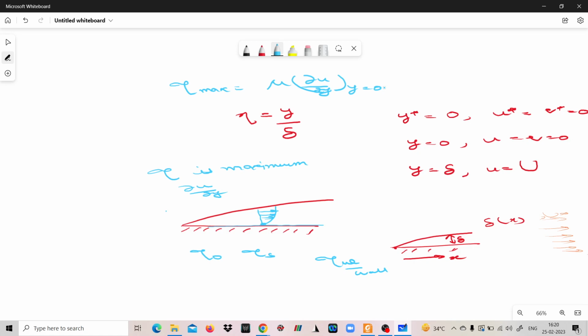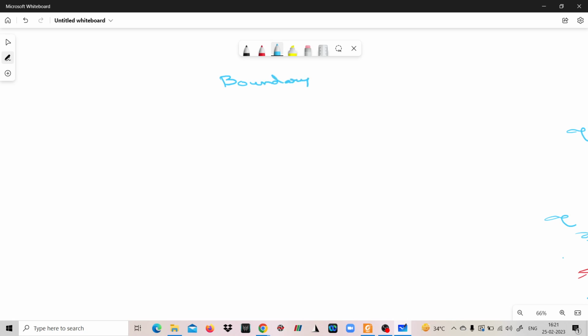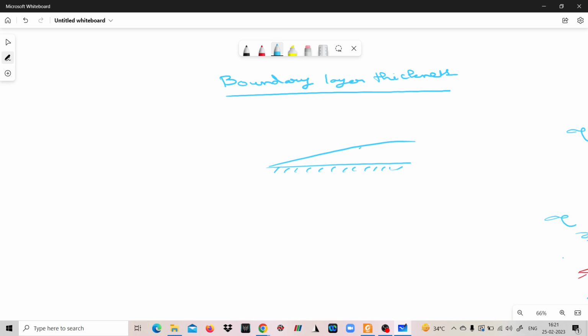Then one important concept is that of boundary layer thickness. The next important concept is the concept of boundary layer thickness. Now if you consider the flow past a flat plate and say this is the boundary layer, then we have seen that the boundary layer thickness is denoted by delta.